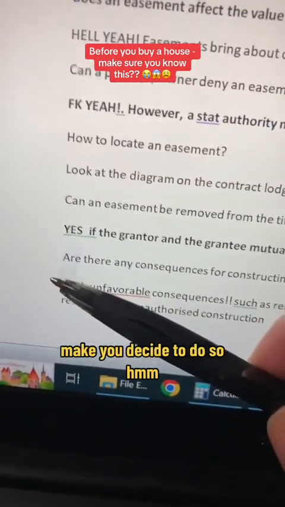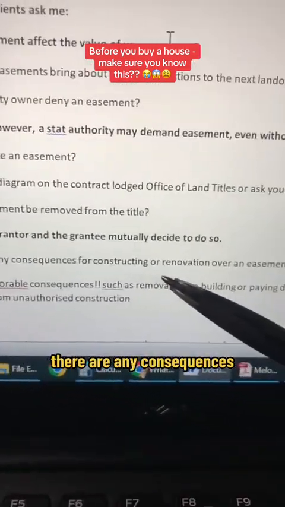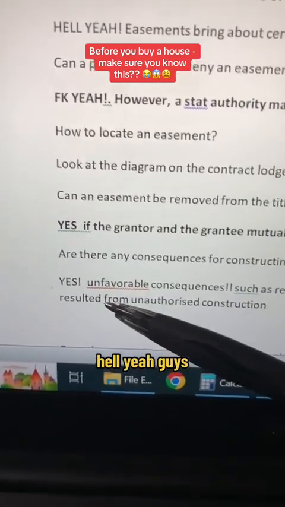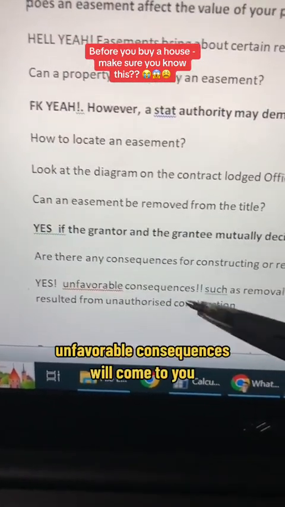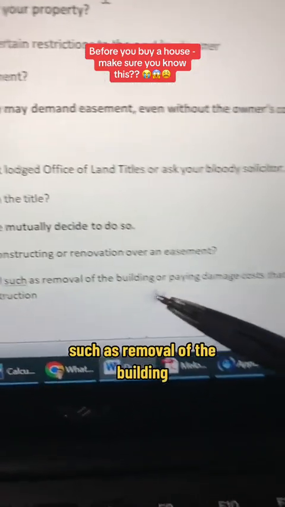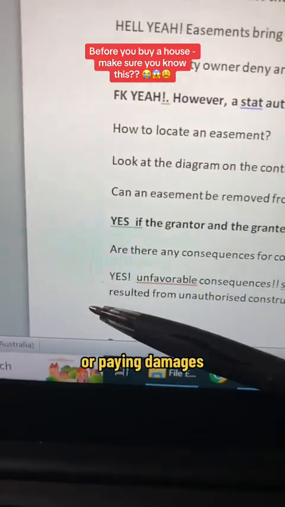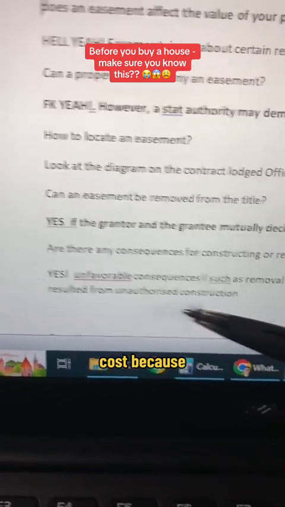And the very last question is, are there any consequences for constructing or renovating over an easement? Hell yeah, guys. If you do that, unfavorable consequences will come to you, such as removal of the building or paying damages costs because of the unauthorized construction.